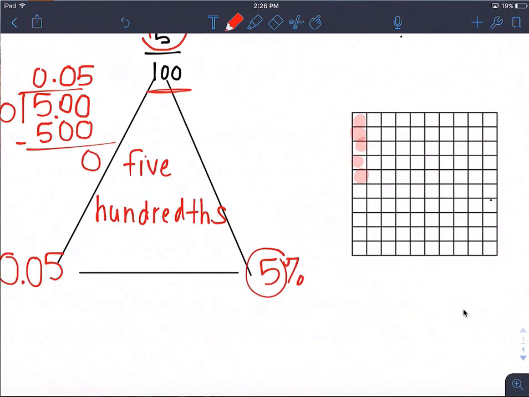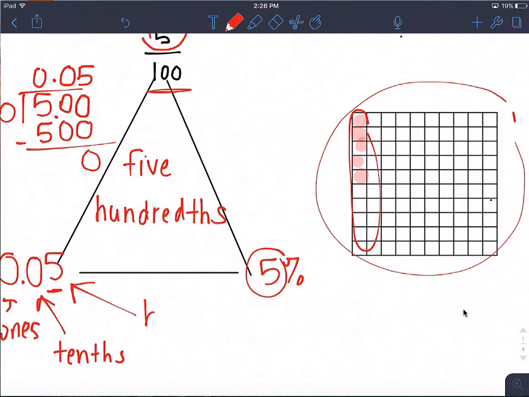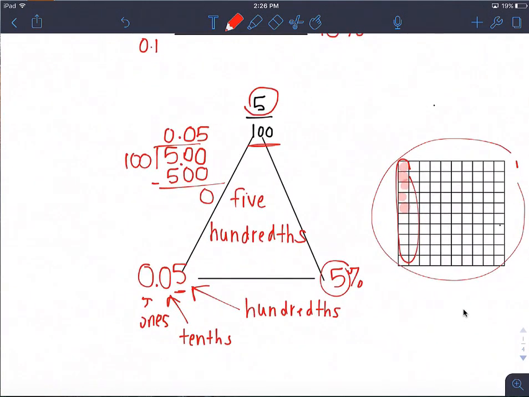I don't have a whole block. I don't have a full column, but I do have 5 hundredths left over, thinking about place value. Ones, tenths, and hundredths. All right, there's example number 2.